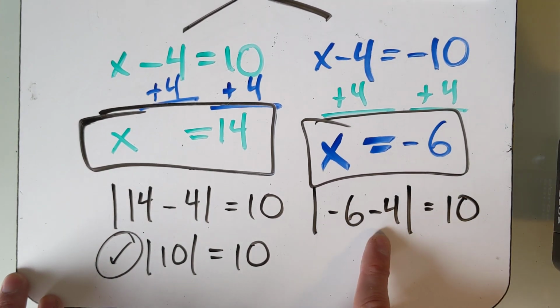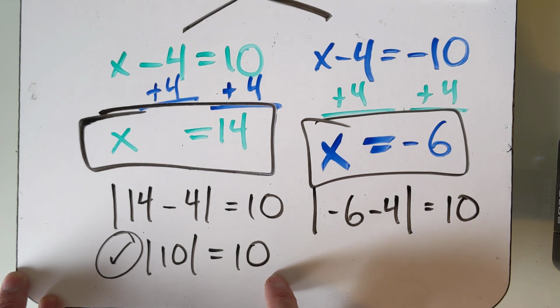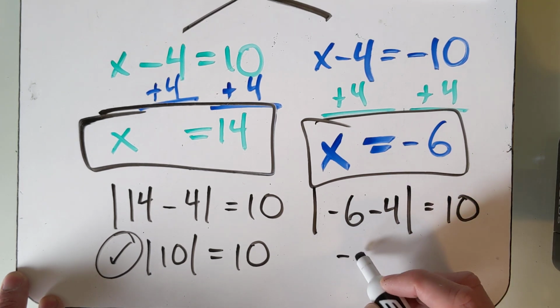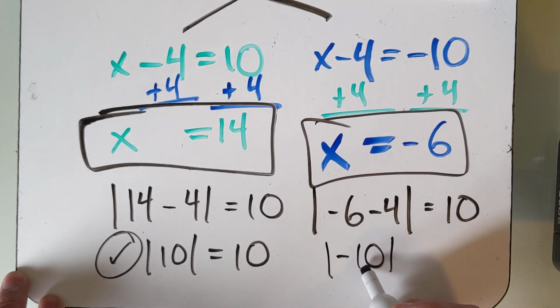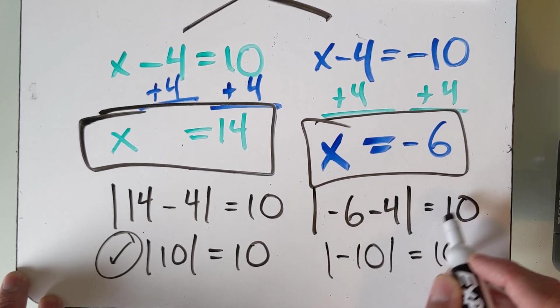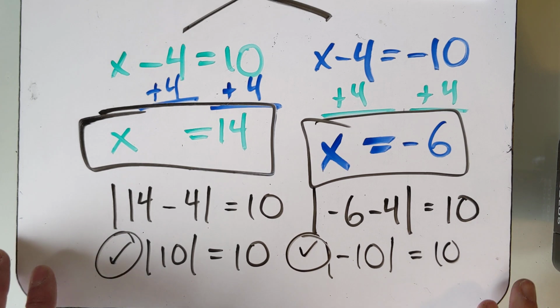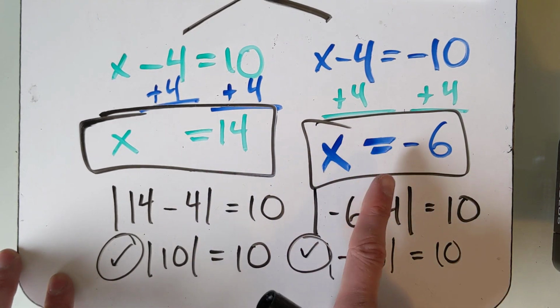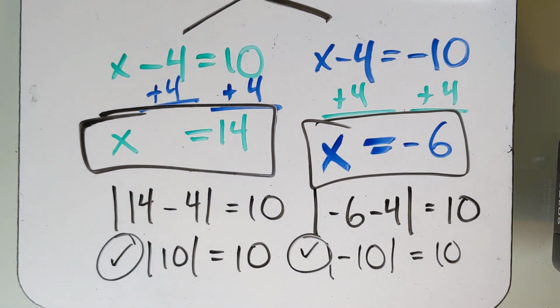Negative 6 minus 4, again on the number line we have negative 6 and we count 4 smaller, right? That would be negative 10. That means the absolute value of negative 10 is 10, so this is also correct. Our two answers are 14 and negative 6.